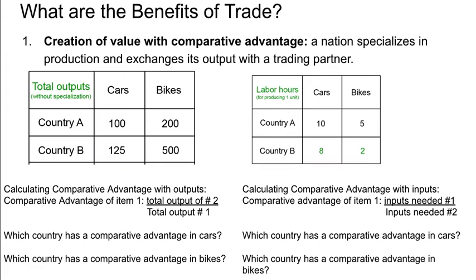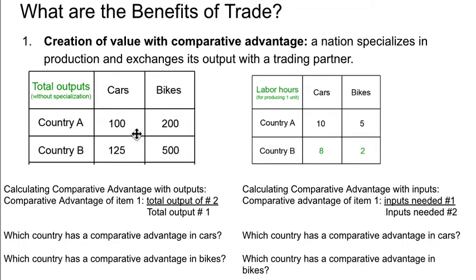And what are the benefits of trade? Why do so many countries at the international level engage in trade? Well, what we might remember from micro is this idea of comparative advantage, that countries decide to specialize in the item that has the lower opportunity cost for them. For example, in this table, we'll see that for country A, the opportunity cost of one car is 2 bikes, and the opportunity cost for country B of one car is 4 bikes.